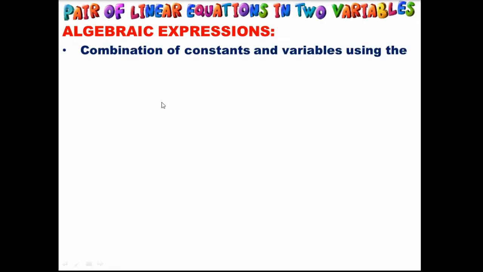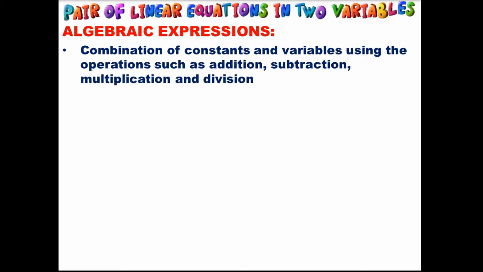The algebraic expressions are combination of constants and variables using the mathematical operations such as addition, subtraction, multiplication and division. Let me explain it through an example. For example, consider 4x plus 5. I say this is an algebraic expression because what is the definition? It's a combination of constants and variables.